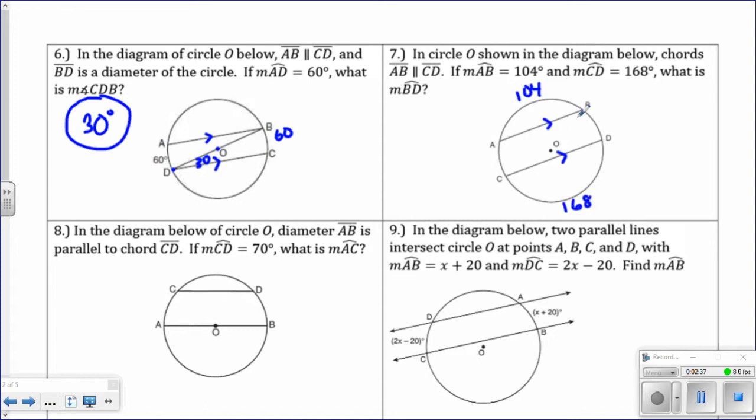Well, if we have parallel chords, that means the arcs between them are congruent. And this time we're going to use the full circle. So we're going to add 104 and 168, and we get 272. We would subtract from a full circle, 360, and get 88. And because those two arcs are congruent, we would just divide that by 2. So arc BC and arc BD both come out to be 44 degrees.